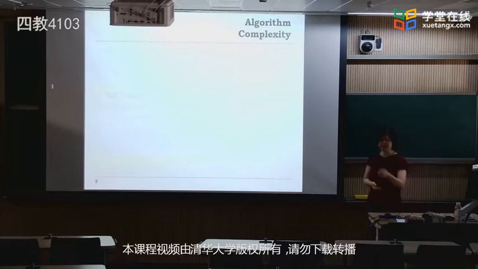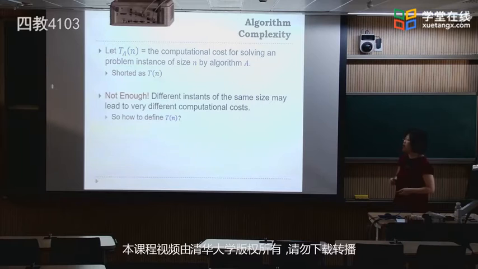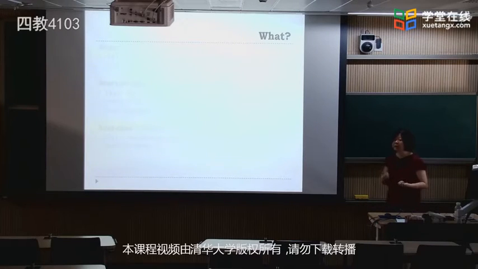Algorithm complexity. We use the notation T sub A of n to represent the computational cost for solving a problem instance of size n by algorithm A, shortened as T(n). However, different instances of the same size may lead to very different computational costs. So here we discuss three types of T(n).